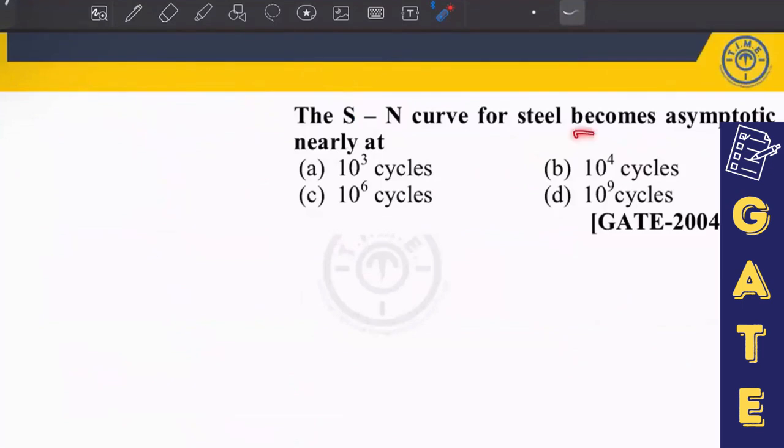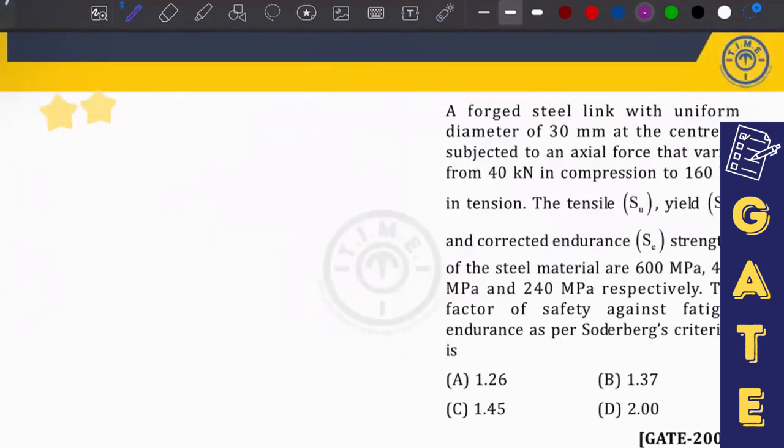The SN curve for steel becomes asymptotic nearly at how many number of cycles? A 1 mark question they have asked. It's very good. Option C, 10 to the power of 6 number of cycles. Now, one more question.